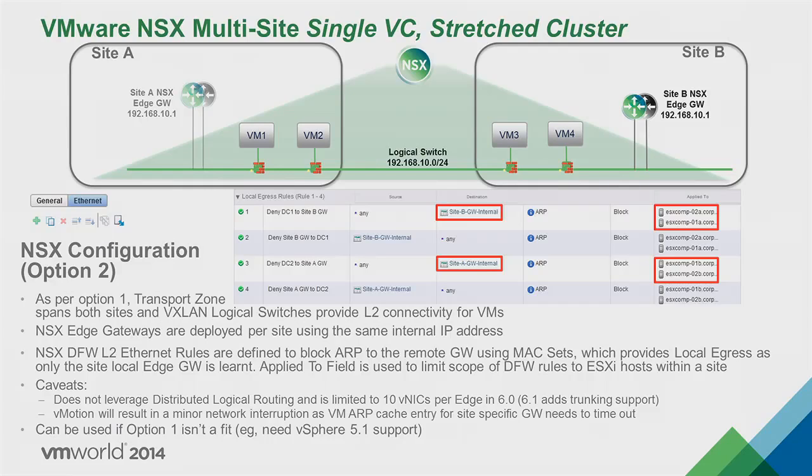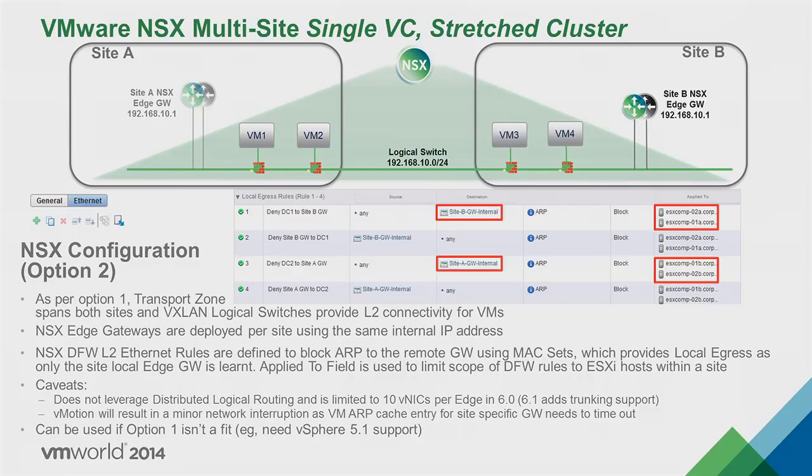So this is, again, optimized, and an important point here, you'll see we're using the applied to field in the distributed firewall. The reason for using this is that the firewall rules that apply to site A are only programmed on the ESX host in site A. So we limit unnecessary processing of firewall rules at the different locations as well.